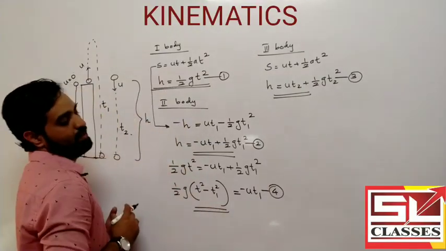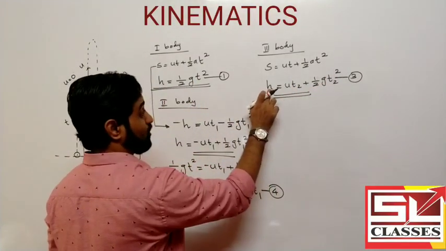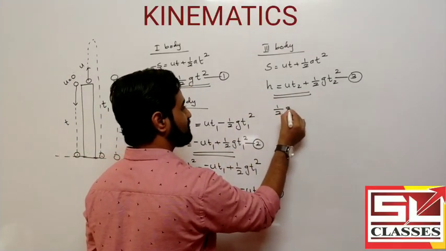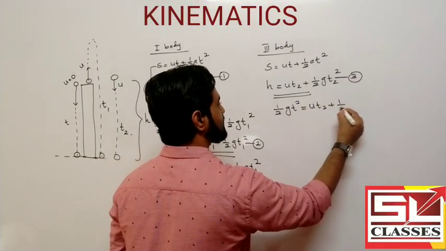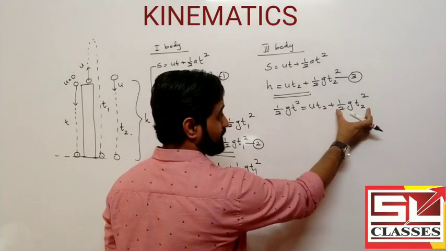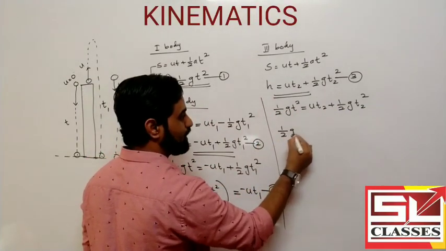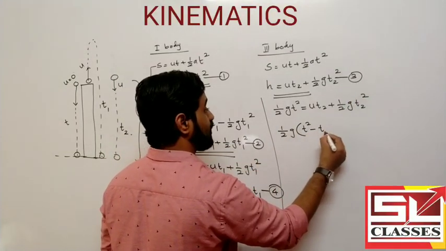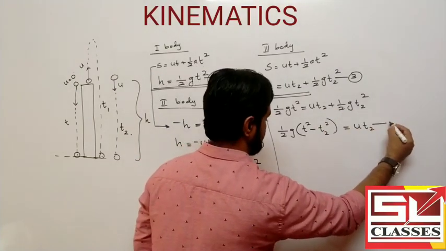Keep it there. In the same way, here again h equal to ut2 plus half gt2 square. Instead of h, we can substitute half gt square. So this becomes half gt square equal to ut2 plus half gt2 square. Here again take this half gt2 square to this side and take this half g as a common term. So half g into, here remaining is t square, then take this term to this side, you will get minus t2 square, that is equal to u t2. This is equation number 5.